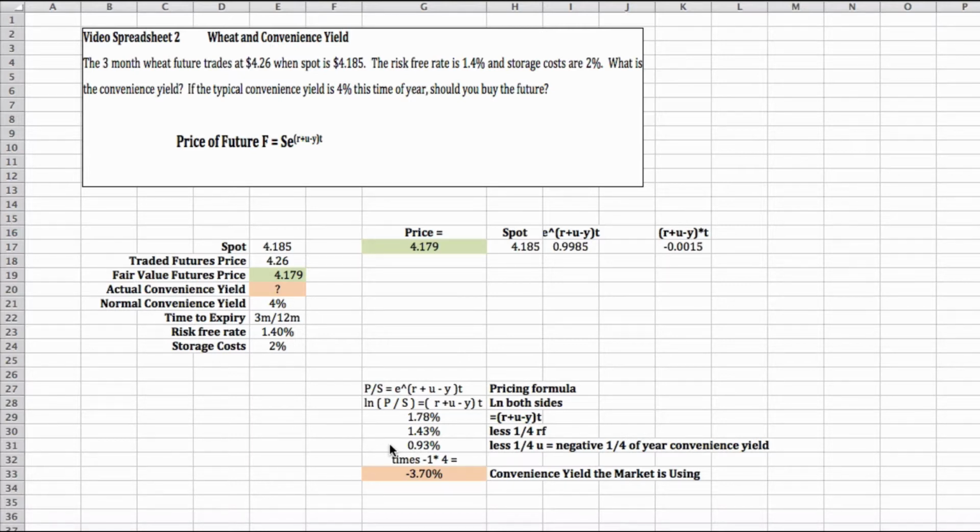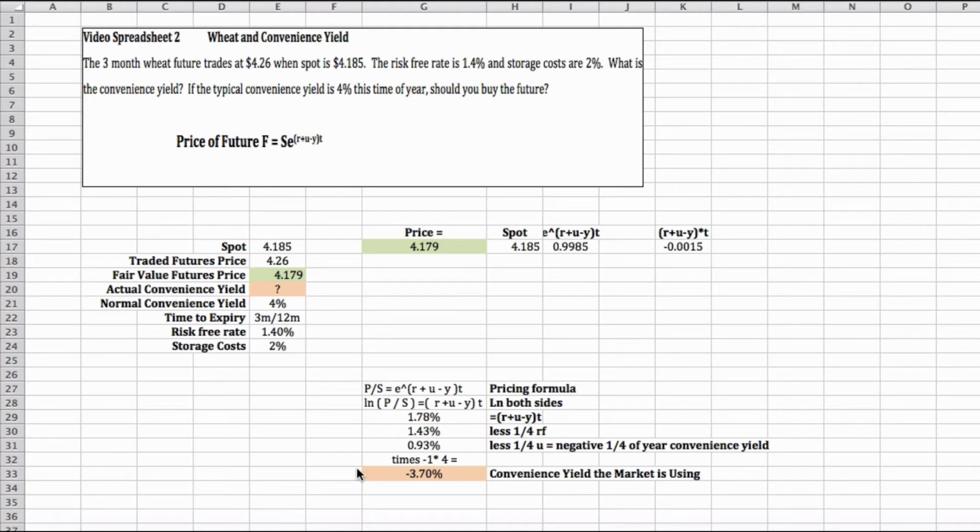And note that the plus 93 basis points here is negative Y on this side. So when you really want to know why, you're going to have to put a negative sign in front of this. So if we do that and we gross it up to an annual by multiplying by 4, we find out that the convenience yield for traders on that day was a negative 3.7%.